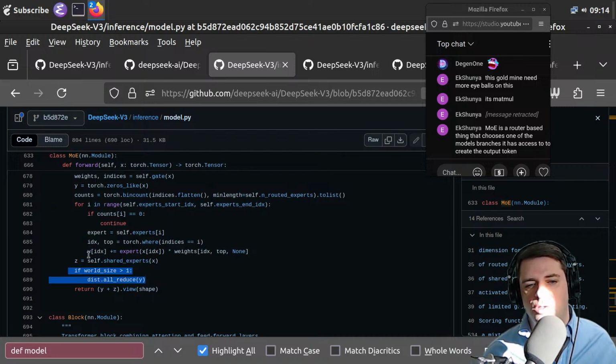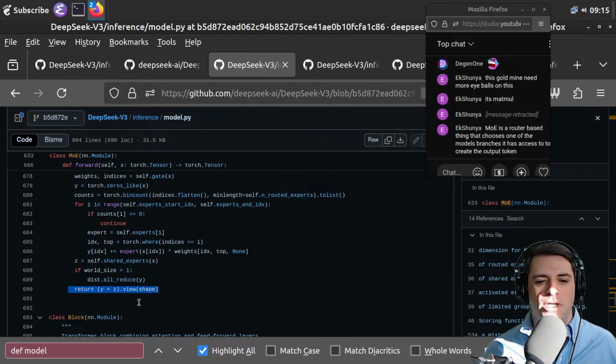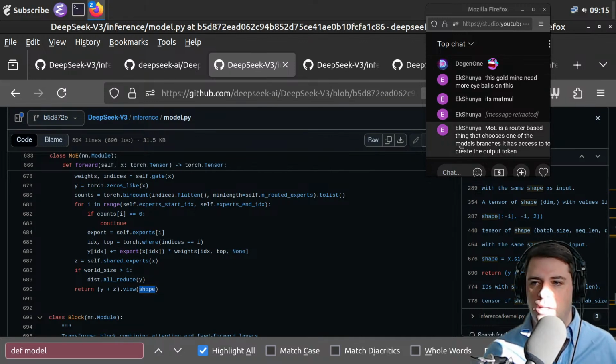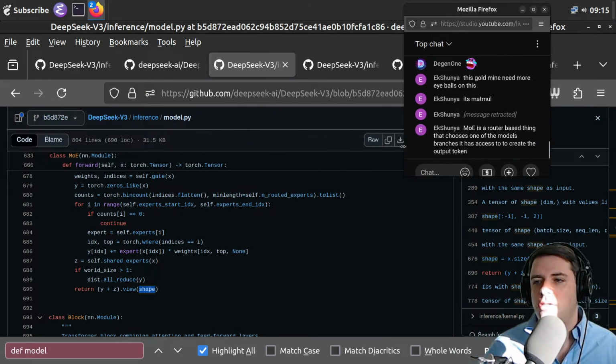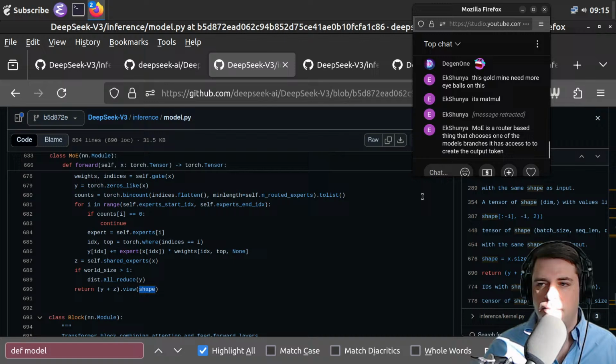And if world size is bigger than 1, then we're going to do reduce. I'm assuming that's reduce maybe in the sense of map reduce or scatter gather. And we're going to return Y plus Z and shaping it appropriately, I think. So MOE is a router-based thing that chooses one of the model's branches it has access to create the output token. All right, cool.